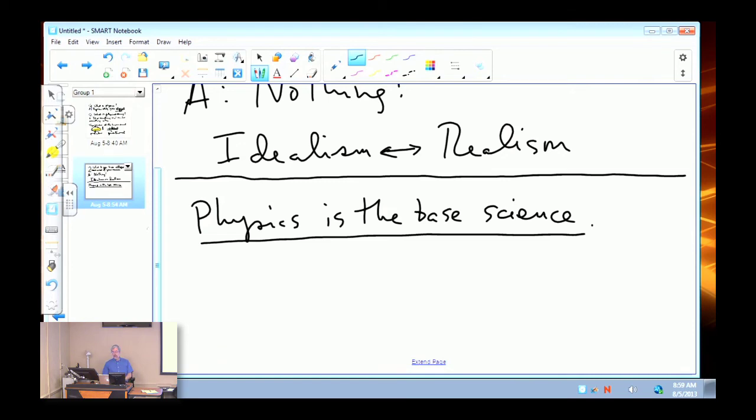Okay. Now, because it's the base science, everything that follows is dependent on it. So any errors in the physics will propagate forward. So it's very important that we get the physics correct. It's important for physics to be rigorous because everything else is dependent on an understanding of the physical world.